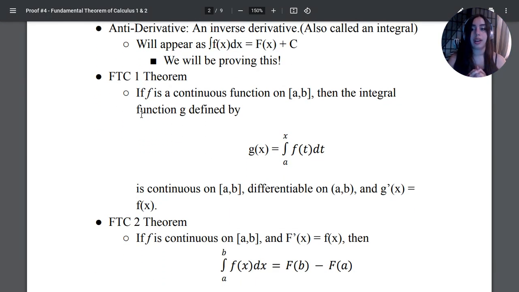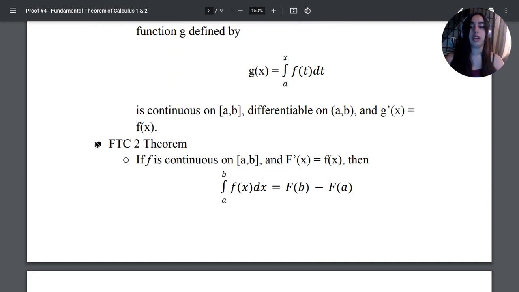So going into it, we have our fundamental theorem of calculus, the first part. This theorem states that if f is continuous on a closed interval [a, b], then the function g defined by g of x is equal to the integral from a to x of f of t dt is continuous on the closed interval [a, b] and differentiable on the open interval (a, b), and g prime of x is also equal to f of x.